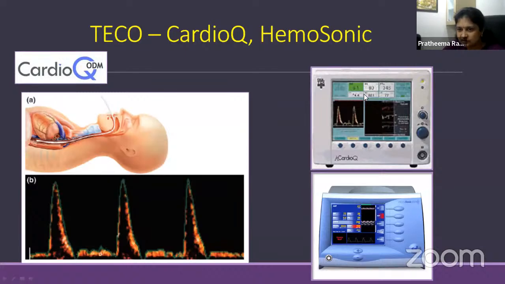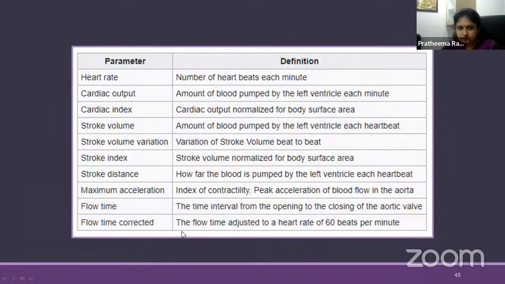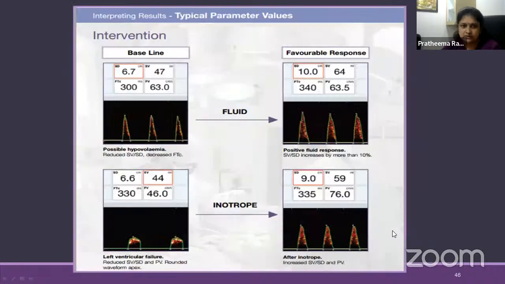And we can see that again, the cardiac output is monitored. We can see how the change reflects on the blood flow. Every time blood crosses the aortic valve, the root of the aortic valve, it is seen like this. A lot of variations and parameters are seen. Flow time is very, very important. The flow time is measured, and it is the FTC which is important. This FTC is corrected and adjusted to a heart rate of 60 beats per minute.